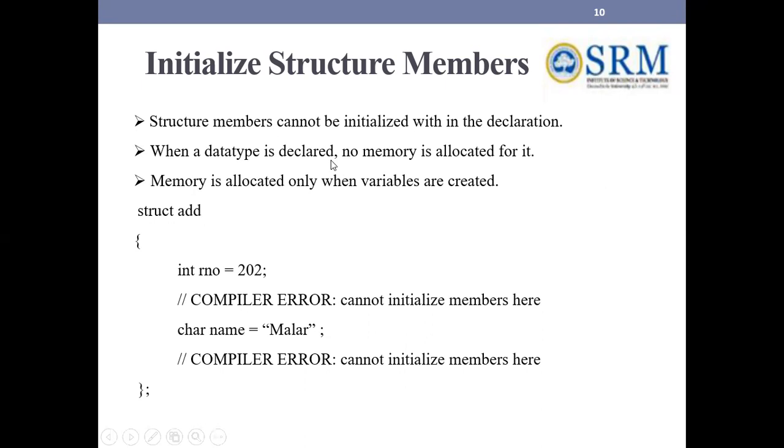When a data type is declared, no memory is allocated. So if memory is not allocated, how can we assign the values? After you create a structure variable, for example struct add A1, A2, A3, the memory is allocated for the structure variable and the values can be assigned. So in the definition part, the value cannot be initialized or assigned. If we assign, it will show the compiler error, cannot initialize member here, because the memory is not allocated.